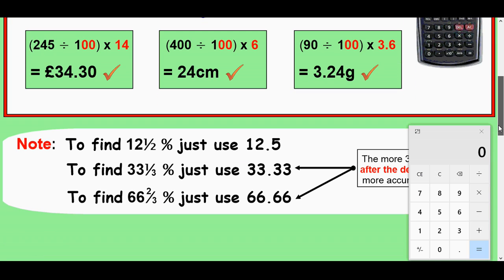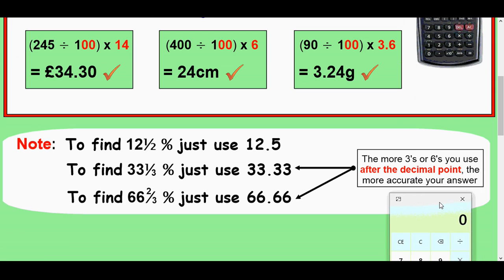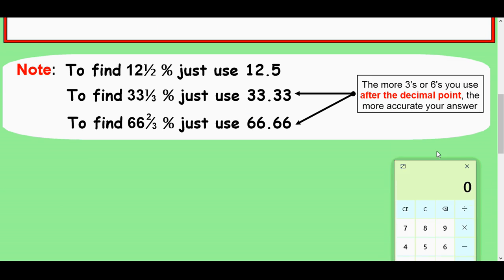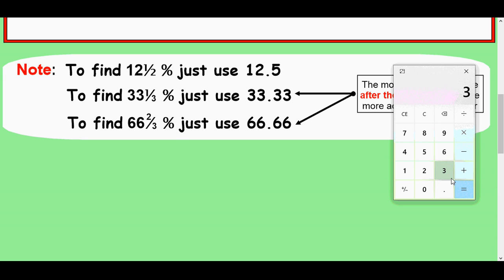Okay, finally, just a wee note. Sometimes you're asked to do calculations with percentages with a wee fraction next to it. So when you think, oh, how do I type that into a calculator? Well, if you're asked to find 12.5%, just use 12.5 divided by 100 and times it and so on. 33 1/3 percent. Well, if you type a third into a calculator, 1 divided by 3, you get 0.333, loads and loads of 3's. So 33 1/3 is just 33.333333.